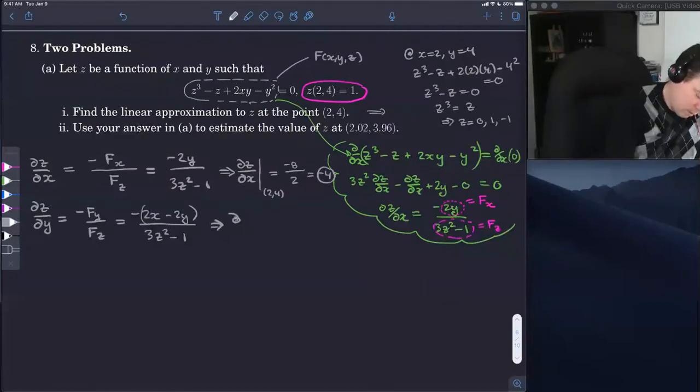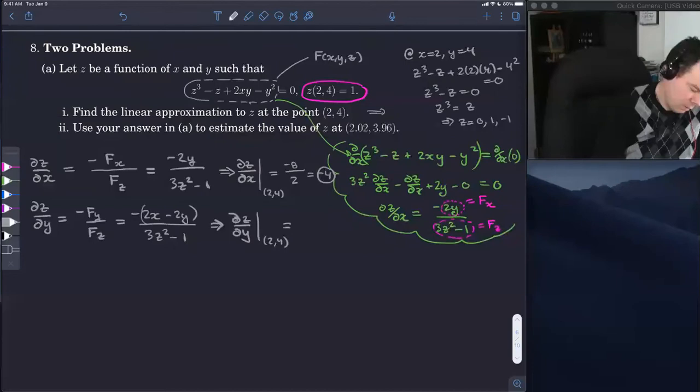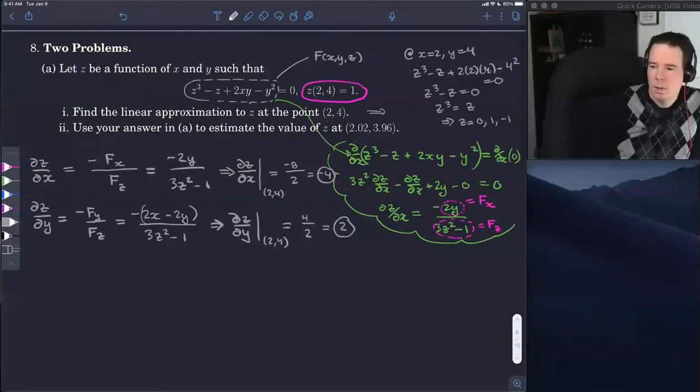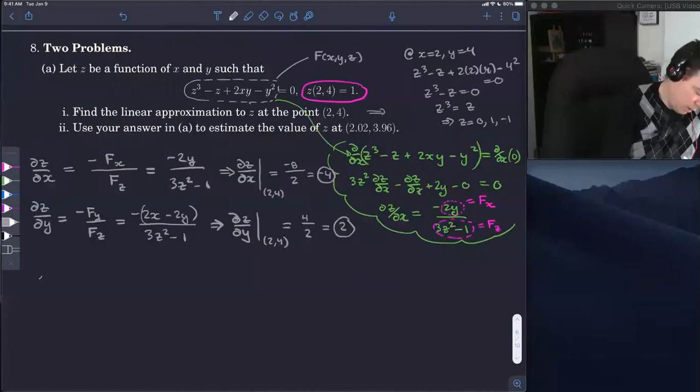So del z del y at (2, 4). We pop these values in, x equals 2, y equals 4, so that becomes 2 times 2 is 4, minus 2 times 4, so minus 8. So 4 minus 8 is negative 4. With the extra negative up top, that gives us a 4 up top. We have our 2 at the bottom, so we get our value of 2. So we have both our partials. Now we can go for our linear approximation.